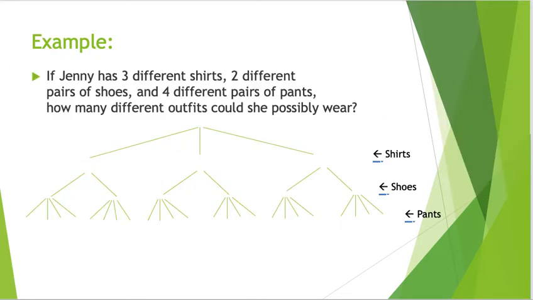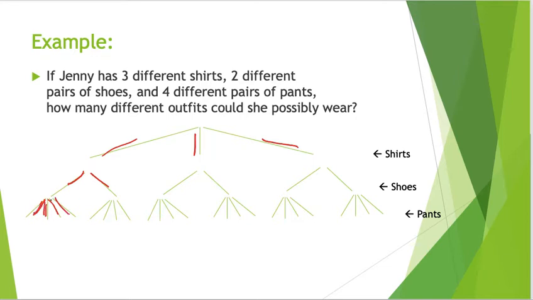Let's take a look at another example. If Jenny has 3 different shirts, 2 different pairs of shoes, and 4 different pants, how many different outfits could she possibly wear? So we've got the tree diagram here. If she were to choose her shirt, she has 1, 2, 3 different possibilities. After she's chosen her shirt, she has 2 different possibilities for shoes. And then after she's chosen her shoes, she has 1, 2, 3, 4 different possibilities for pants.